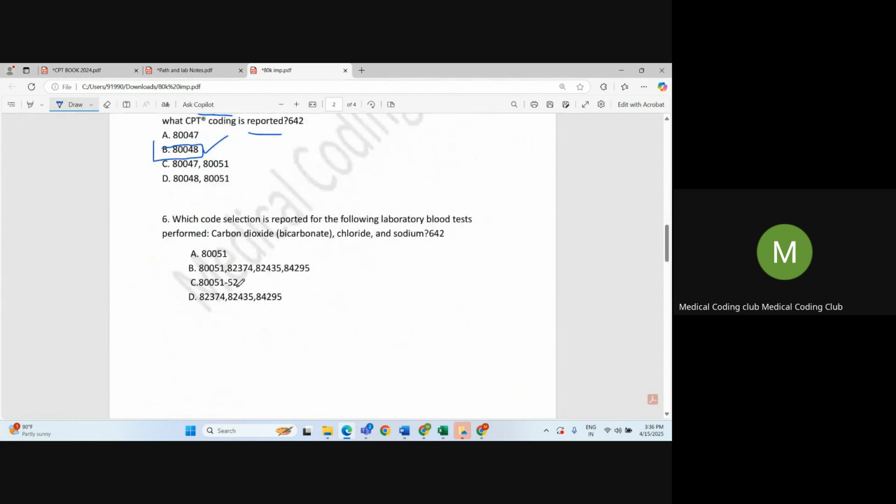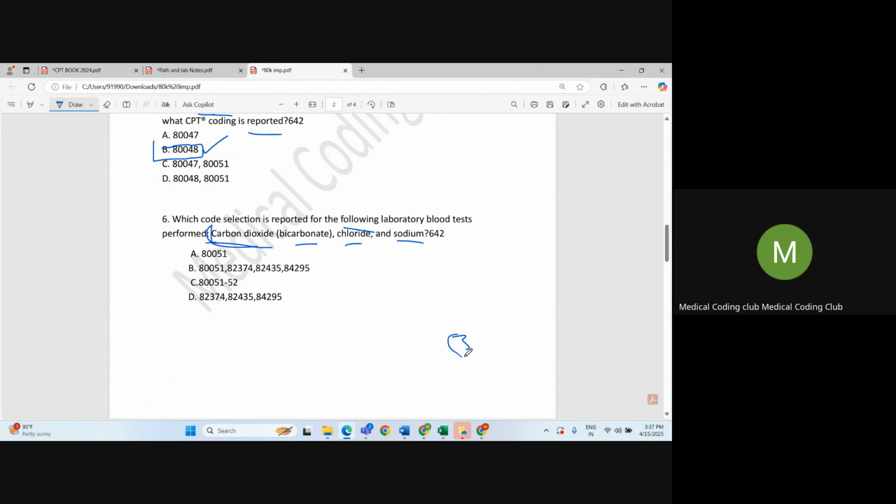So next, one more question regarding panel. Which code selection is reported for the following laboratory blood test performed? Carbon dioxide, that is bicarbonate, chloride, and sodium. So here actually they are not performing any panel. Instead, they are performing it in individual format. Carbon dioxide, chloride, sodium. Okay, so first you can check all these 3 tests.